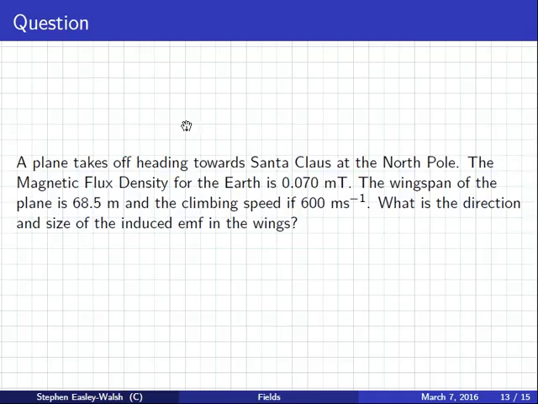That should say the climbing speed is 600. Is that maybe Tesla or mega Tesla? What does your heart tell you? It could be mega. What does your heart tell you? Give me an answer. Milli or mega? Really? You are correct.